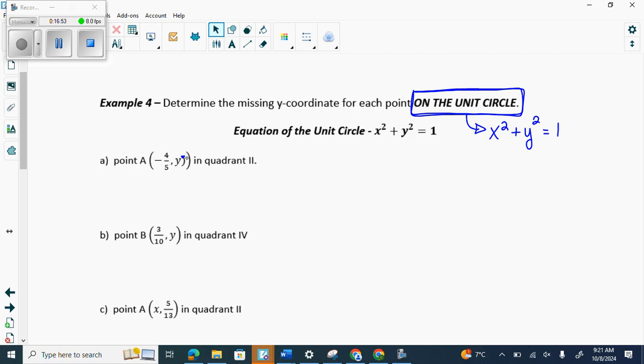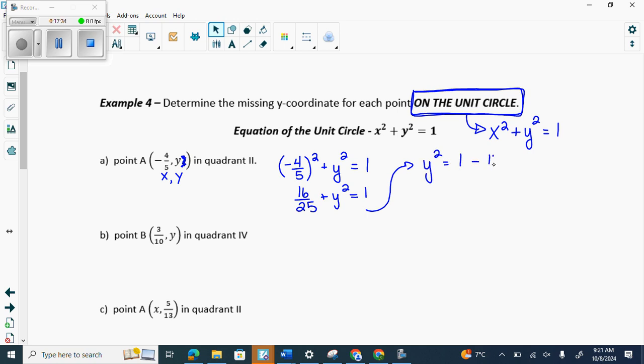Why is there an extra bracket? Pretend that's not there. Okay, so we have an x and we have a y. We agree? Our formula has an x and a y, so if I need to solve for y, I just need x, which I do have. So let's plug it in. So we're going to get negative 4/5 squared plus y squared equals 1. Negative 4 squared over 5 squared is 16 over 25 plus y squared equals 1. Subtract it over. So I'm going to get y squared equals 1 minus 16 over 25.